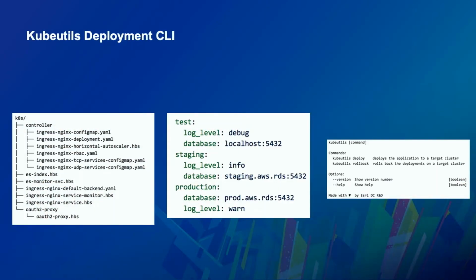So as I mentioned on the last slide, we use templates, and we have these different environments for dev, QA, and production. And to manage that, we wrote an open source CLI called Cubeutils. It's out there on GitHub, github.com/Esri/Cubeutils. And the way it works is that in your repository, you would specify a folder called Kates, and then however you want to organize things within that, you can mix in YAML files. And you can mix in handlebars templates.